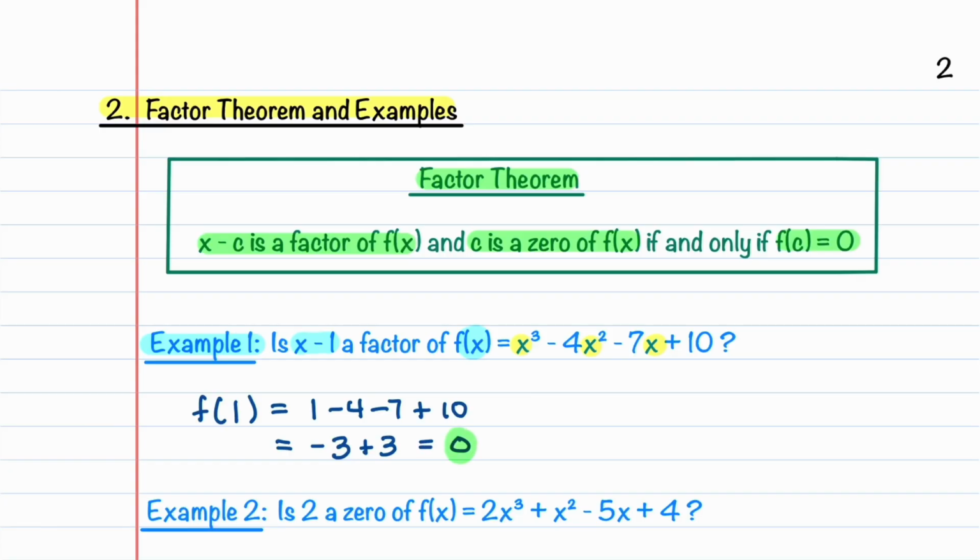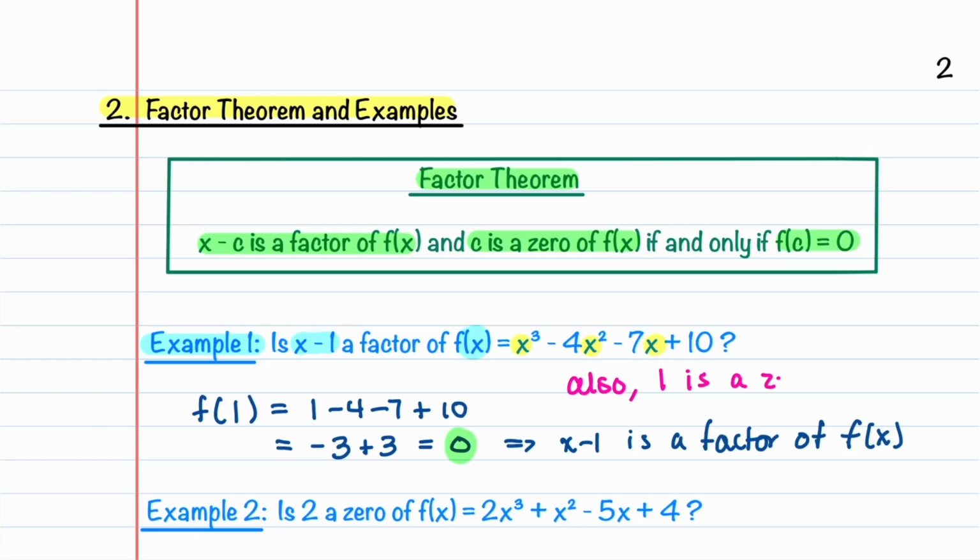Since f of 1 is equal to 0, we can conclude that x minus 1 is a factor of f of x. We can also say that 1 is a 0 of f of x. So the factor theorem is just really nice. Just by plugging in a number, we can tell if that number is a 0 of our function.